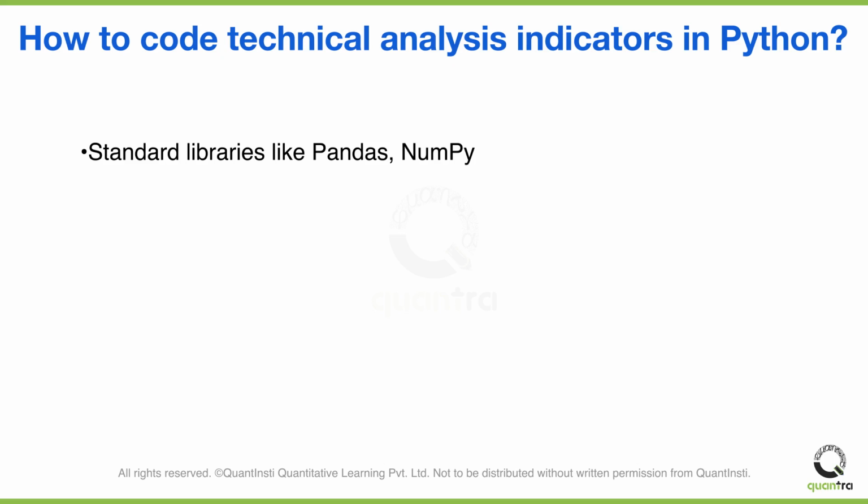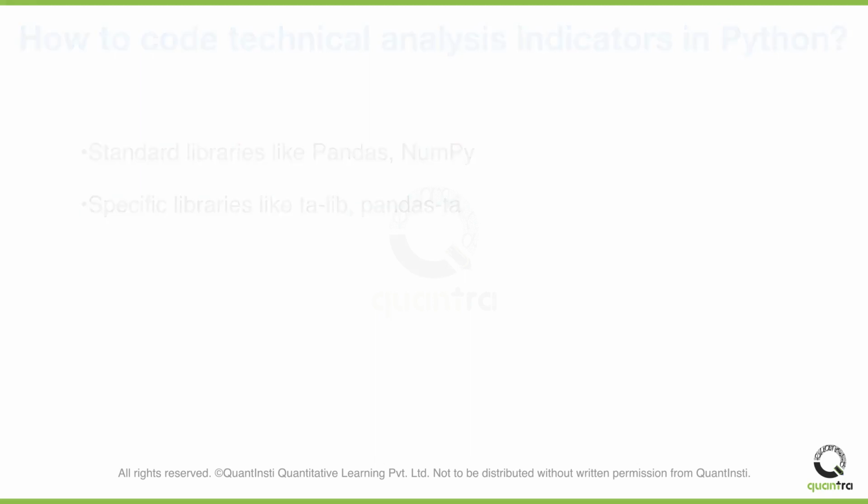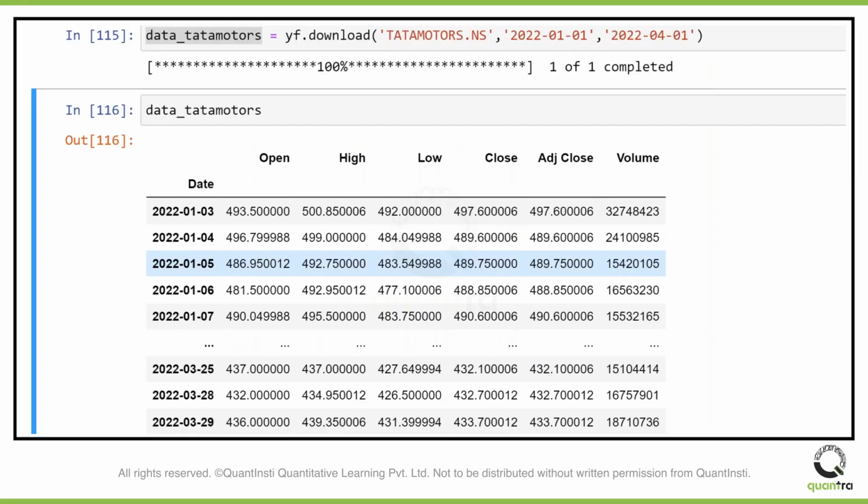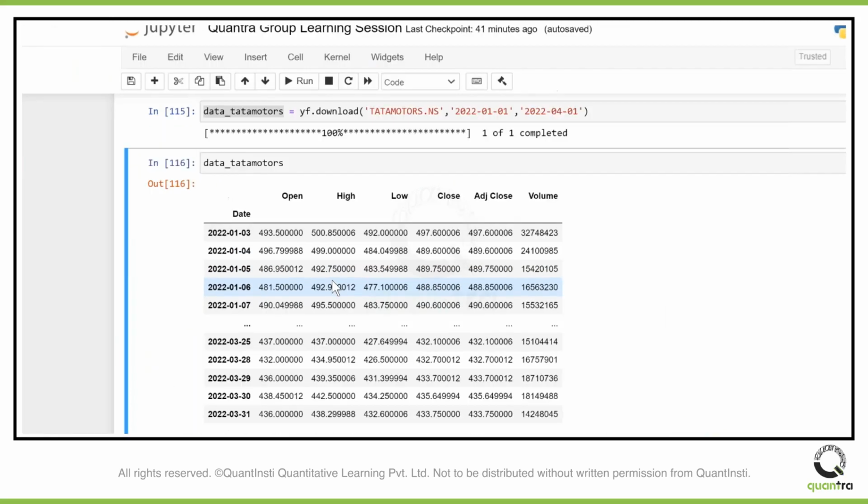Or you can also use standard libraries created for technical analysis, like Ta-lib, which is technical analysis library, or Pandas-ta, which is Pandas technical analysis library. So these two are most commonly used technical analysis libraries in Python. Let's try to create a technical indicator in both of these approaches and compare the results. So we will work on the same data we have imported right now, and we will try to create a moving average indicator.